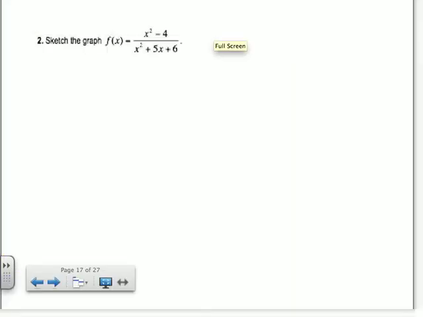So in section 9.3, we were learning about graphing rational functions. There was a whole list of things we went through. The first thing we needed to do was find the x-intercept, y-intercept, vertical asymptote, horizontal asymptote, slant if there were any, and then we sketched the graph.